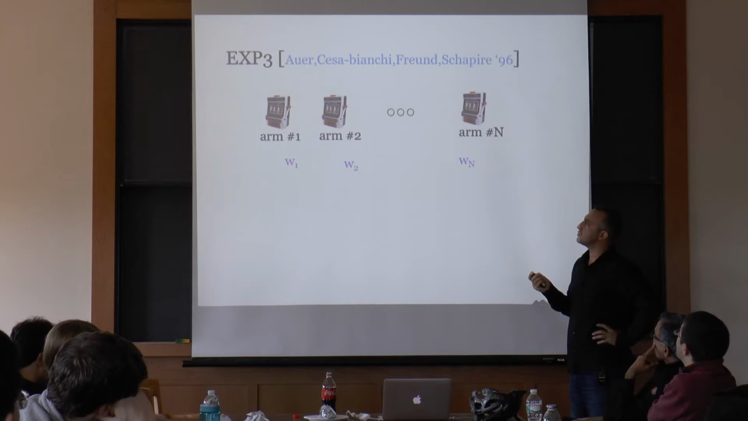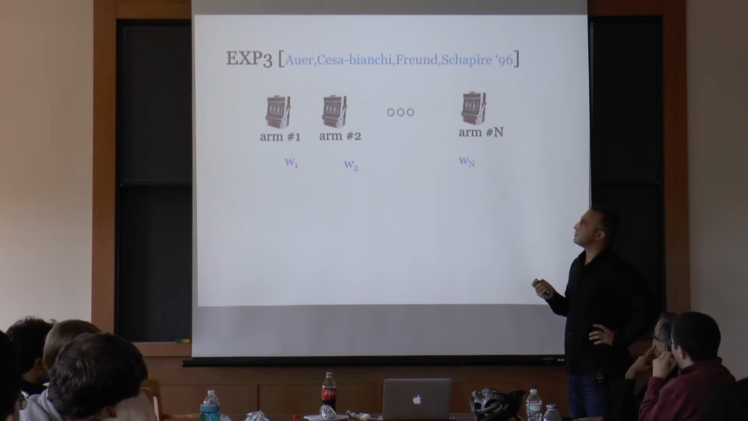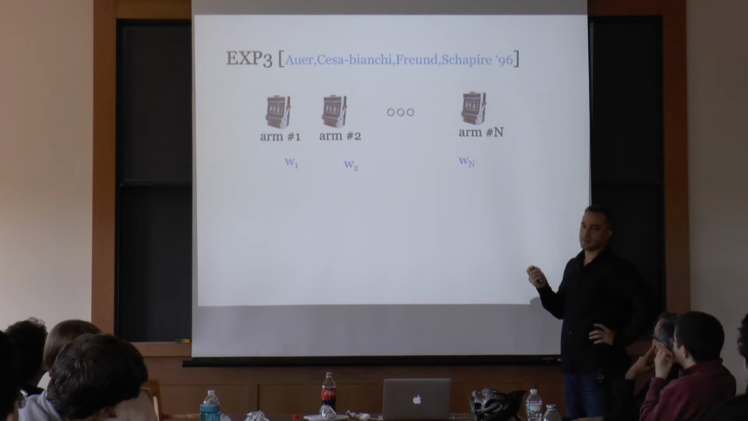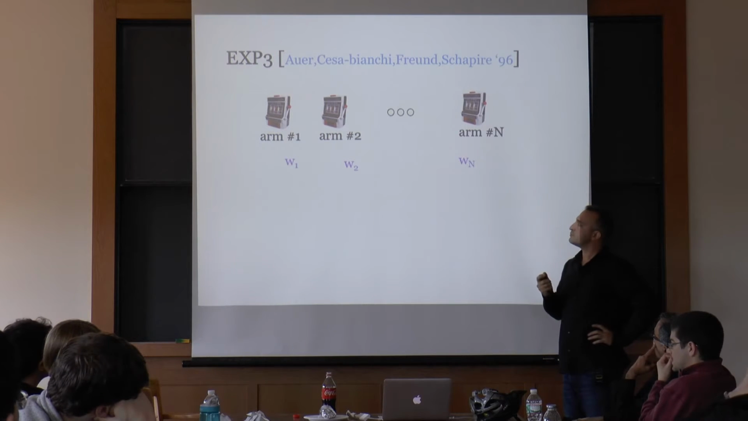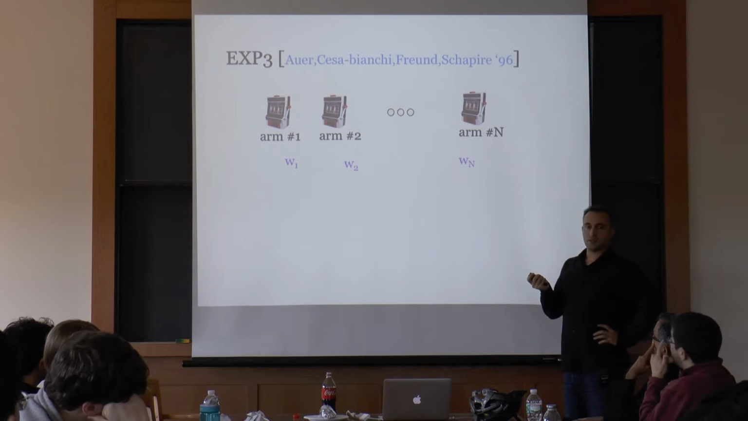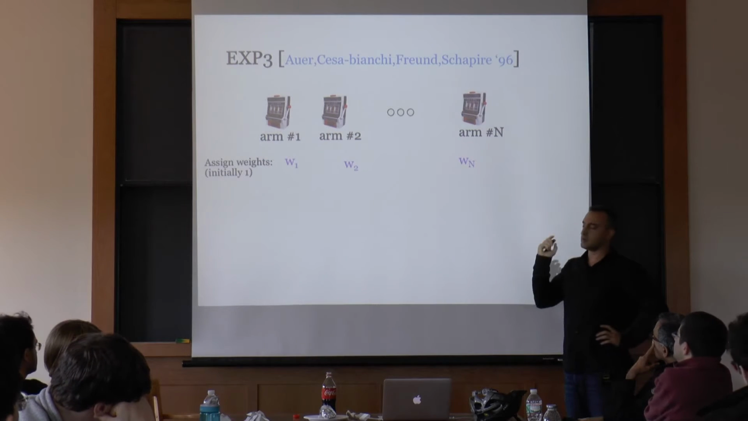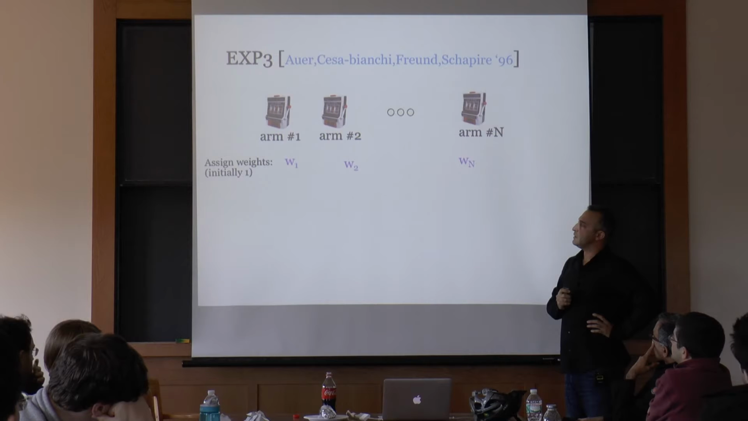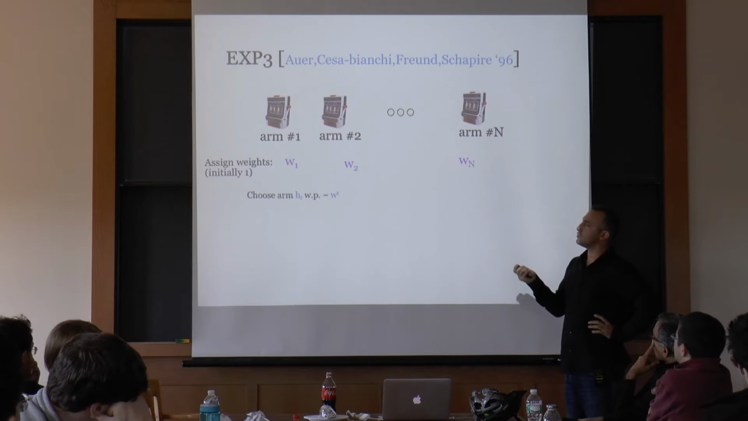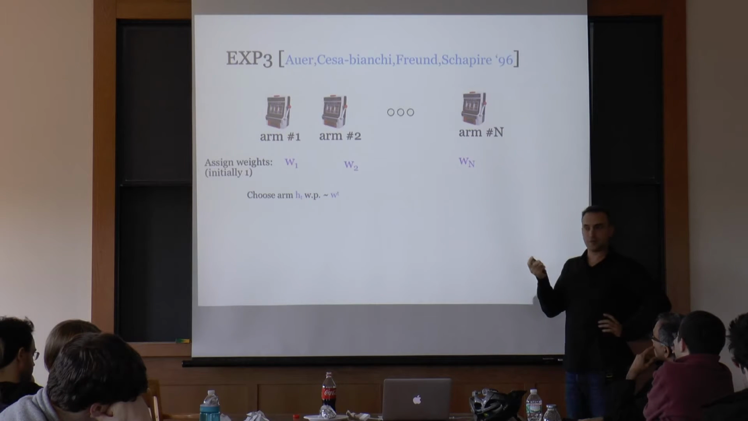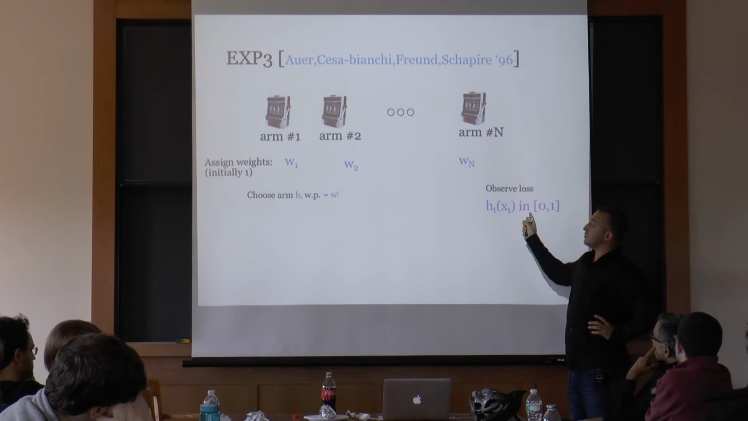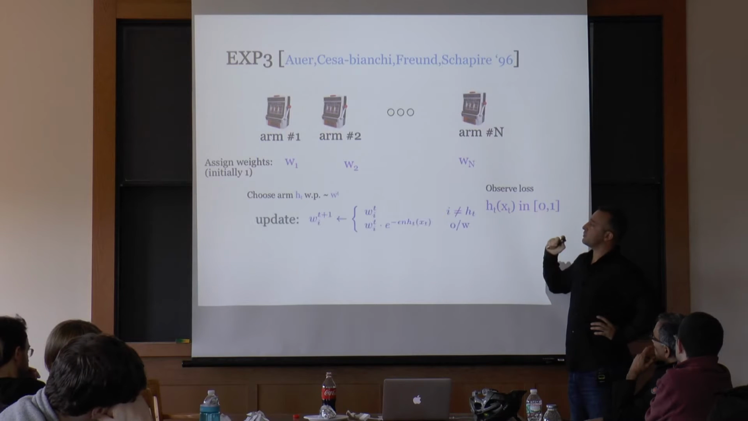Okay, and so here is a solution to this problem, which is called the EXP3 algorithm by Auer, Cesa-Bianchi, Freund, and Schapire. It's an instantiation of the multiplicative update method, which says the following: you give a weight to each arm, and then you choose. The weights initially are all 1 because you have no preference over them. And then you choose an arm with distribution proportional to these weights, because they define some kind of a distribution. And then you get to see the loss of the arm that you picked.